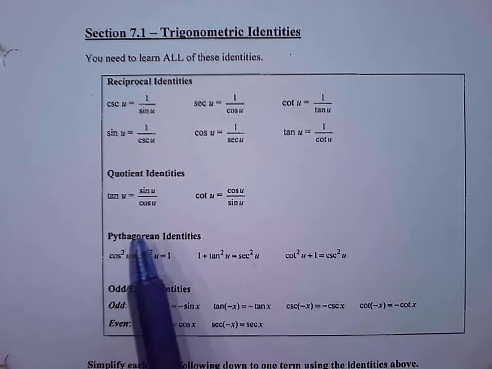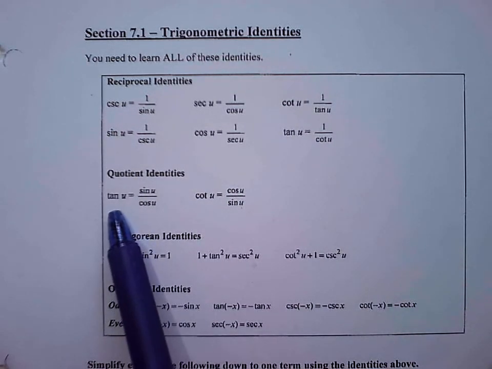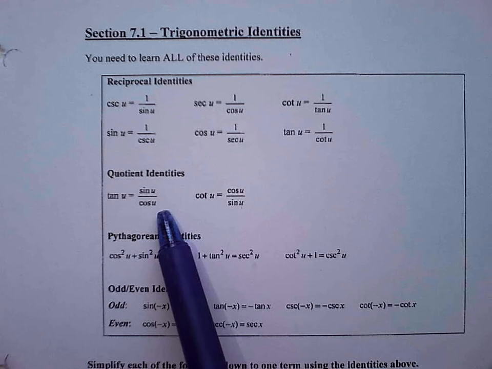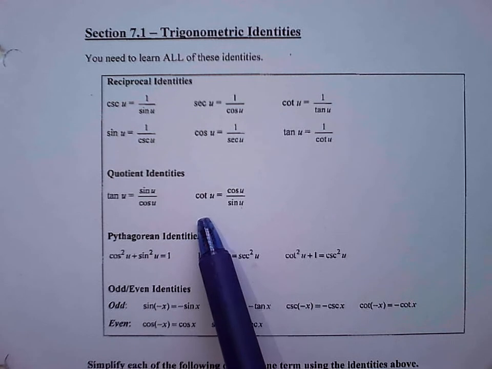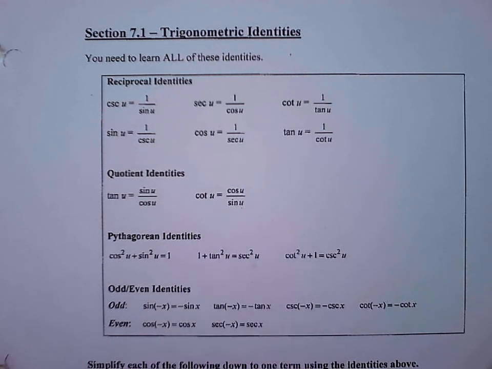The quotient identities is simply just that the tangent is sine over cosine, and cotangent is therefore the cosine over the sine. These Pythagorean identities are cosine squared plus sine squared is equal to 1. 1 plus the tangent squared is equal to the secant squared, and the cotangent squared plus 1 is equal to the cosecant squared. We've already seen these odd and even function properties.